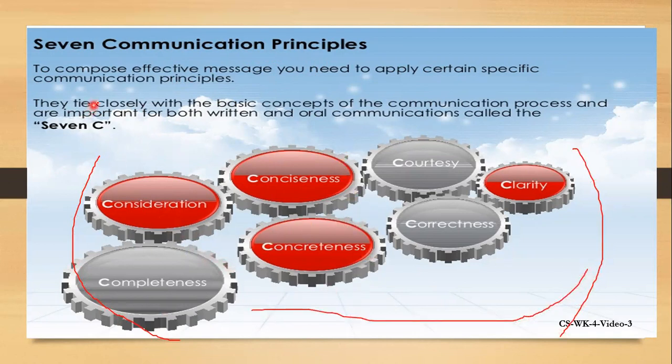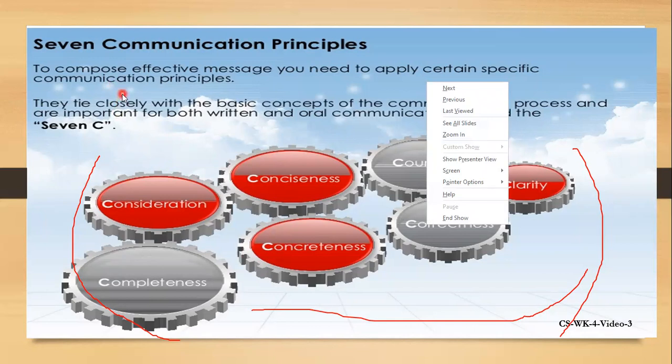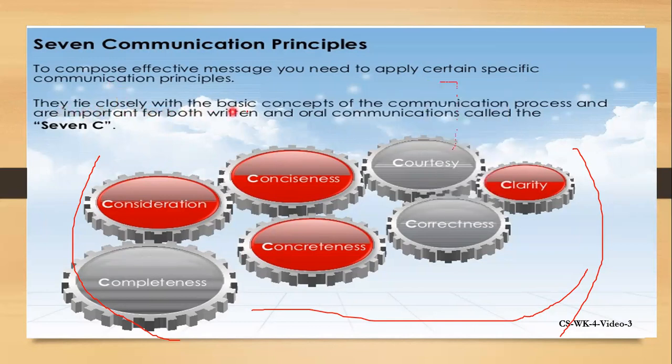To compose an effective message, you need to apply certain specific communication principles, right? They tie closely with the basic concepts of the communication process and are important for both written and oral communication, called the 7 C's. So it is linked with the process of communication, and it is very important for both oral and written. That means in both verbal and non-verbal communication you have to be very careful. You have to consider the next person, whatever the next person is saying. The message should be complete from a verbal and non-verbal context point of view.